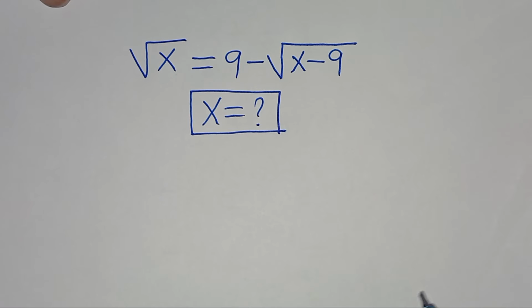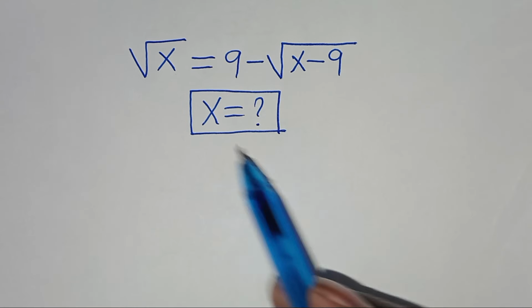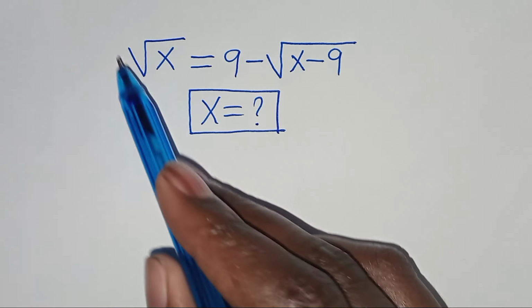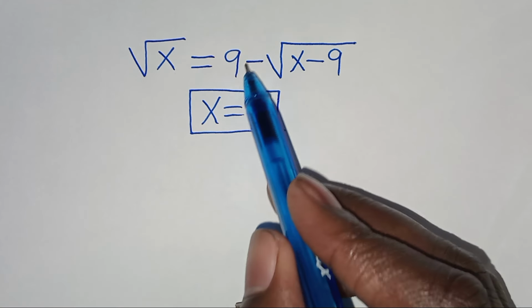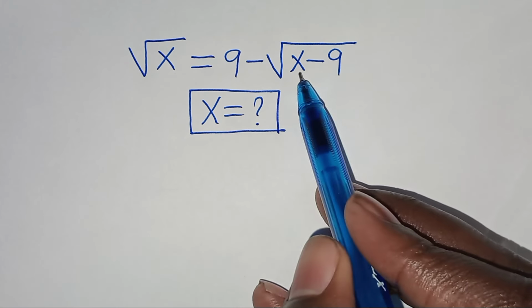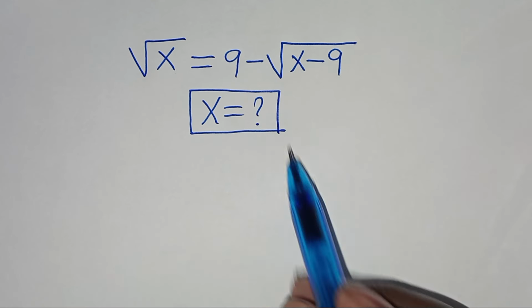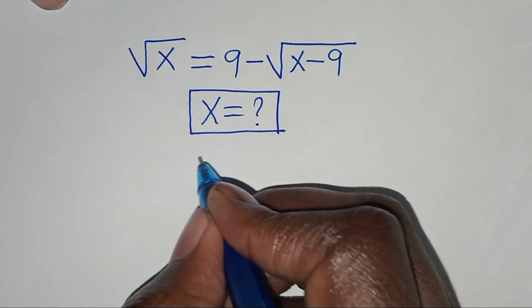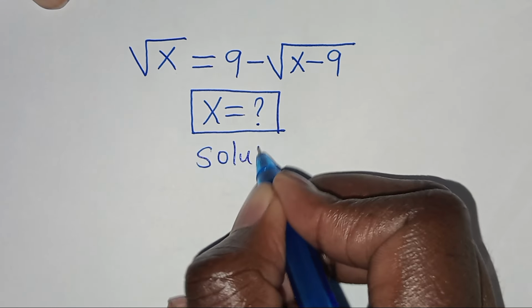Hello everyone, you're welcome to solve this nice square root math problem: the square root of x is equal to 9 minus the square root of x minus 9. So what is the value of x? Let's present a solution from here.